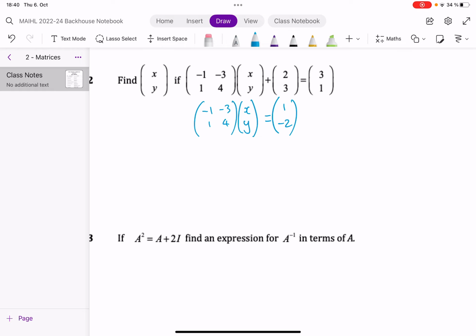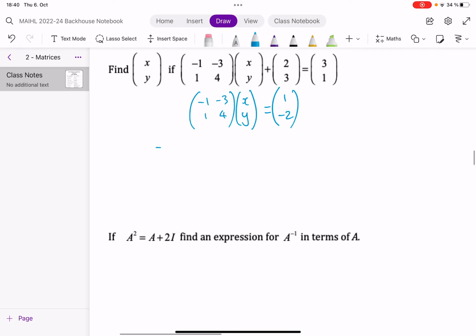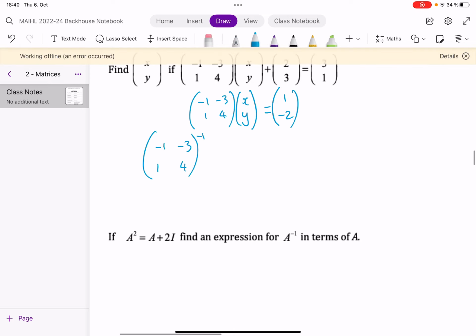Okay, my next step. I want to get rid of this matrix out the front, so I know I need to apply the inverse matrix to get rid of it. So I'm applying that to the front of this, so I apply it to the front on the other side of my equation.